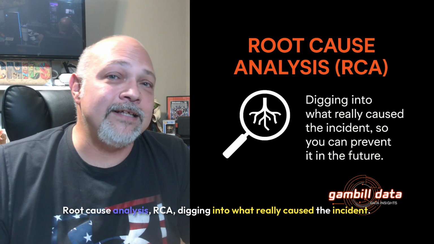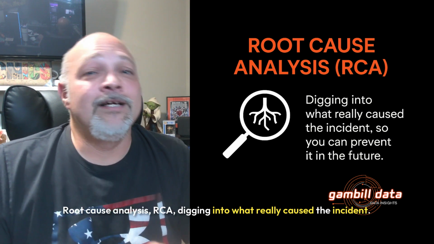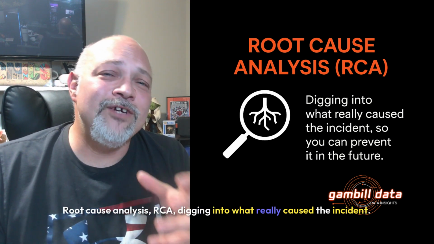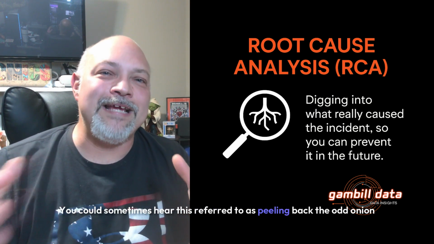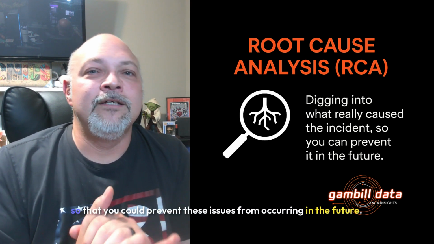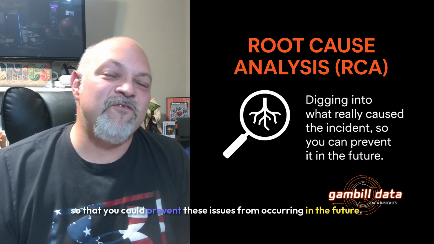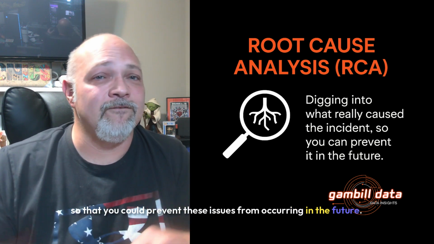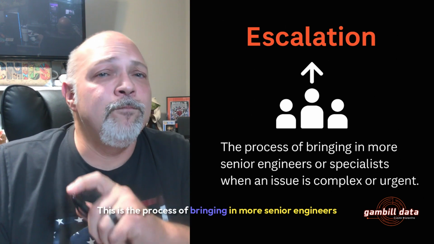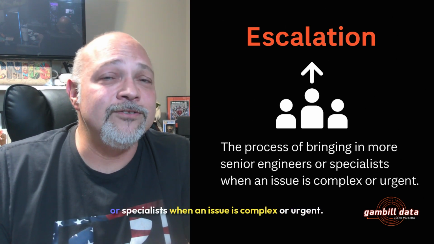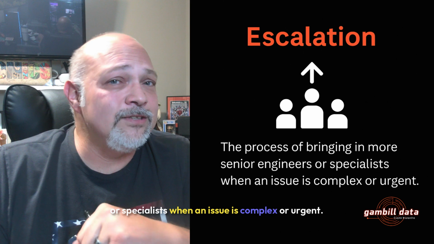Root cause analysis, RCA, digging into what really caused the incident. You could sometimes hear this referred to as peeling back the onion, so that you could prevent these issues from occurring in the future. Escalation. This is the process of bringing in more senior engineers or specialists when an issue is complex or urgent.